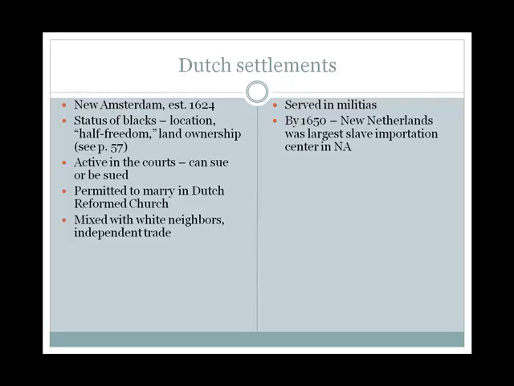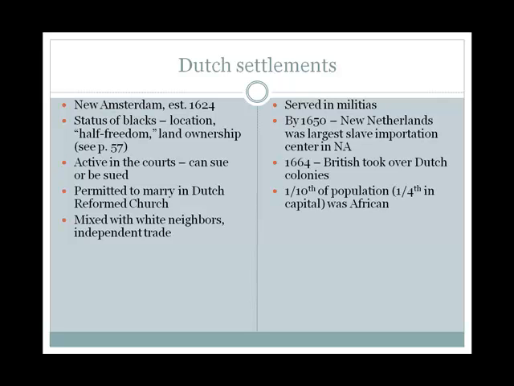And by 1650, New Netherland was the largest slave importation center in North America. New Netherland, New York, is the Dutch colony. In 1664, the British took over the Dutch colonies. There was no violent revolution. They simply sailed into the harbor and assumed control of those Dutch colonies. By that time, about 1/4 of the population in the capital of New York was African.